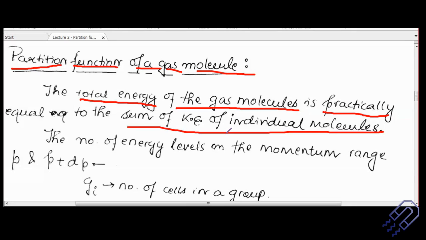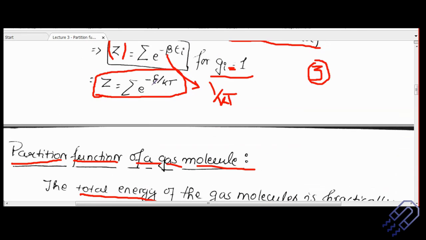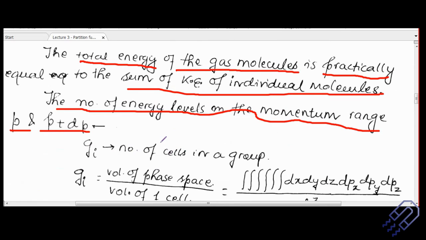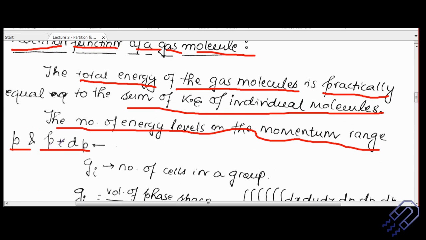Now what we are going to do is relate it with classical mechanics. What we are going to find out now is the number of energy levels in the momentum range P and P plus dP. Where do we use this energy level? This is the energy that we are talking about. So we are going to use it, but first, the number of energy levels in the momentum range P and P plus dP. Now understand this.